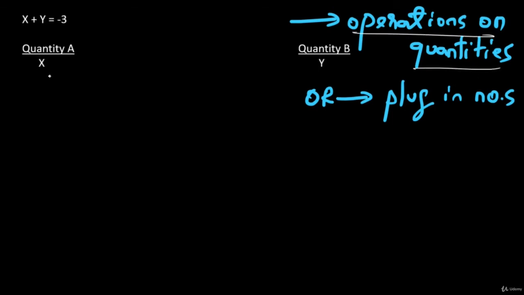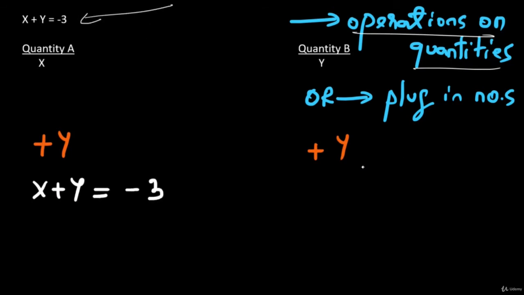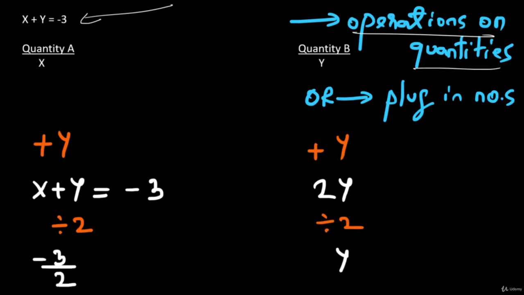Now if I add y to quantity A and quantity B, right? Now quantity A will become x + y, and that is equal to minus 3 as per the question stem, right? And quantity B will become y + y, which is equal to 2y. Now I need to compare minus 3 and 2y. Let me divide both the sides by 2, right? So I get quantity A as minus 3/2 and quantity B as y. Now this is what I need to compare.